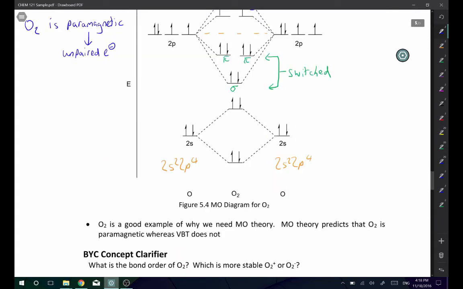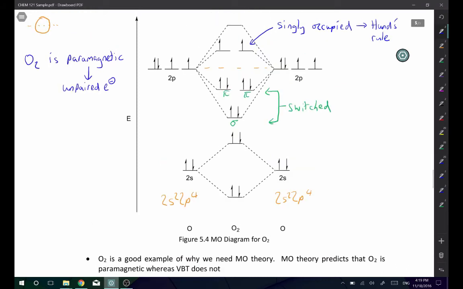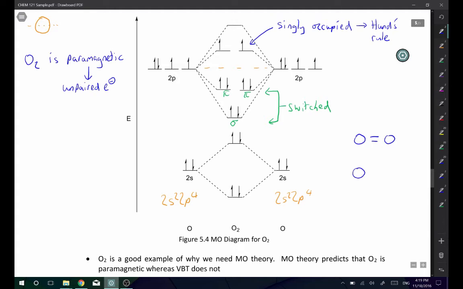And this is not predicted with valence bond theory. So valence bond theory predicted that oxygen would have this kind of structure, with a double bond there. However, that's not actually the case. The unpaired electrons implies that you have an unpaired electron in each oxygen atom. Now, we should bear in mind that the bond order doesn't change. These two are actually interchangeable, but this is the common one.